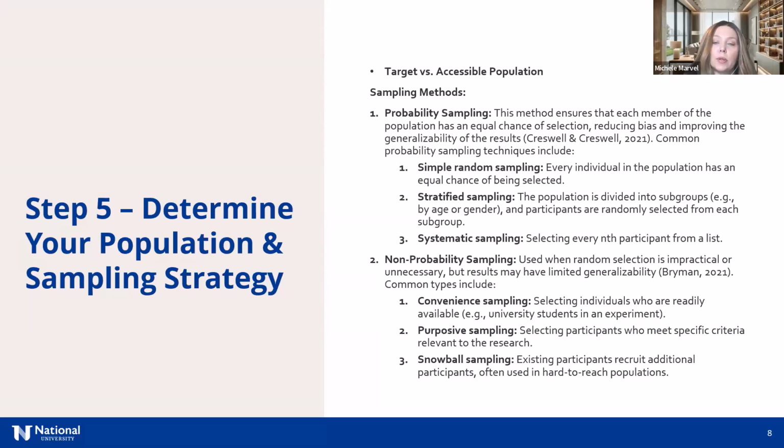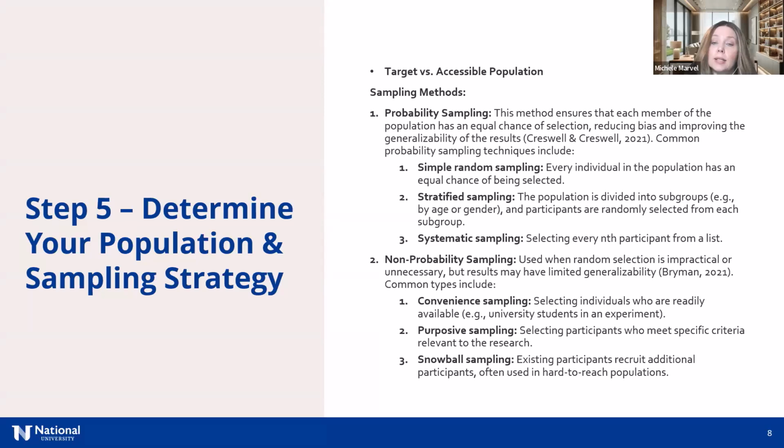Now, probability is really the gold standard for generalizability. In probability sampling, every member of the population has an equal chance of being selected, which minimizes bias and supports strong statistical inference. And here are some common types. You have simple random sampling. Every individual has an equal opportunity of being chosen. It's like just picking names out of a hat, but digitally.